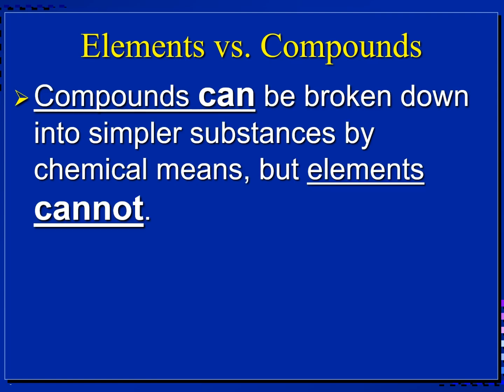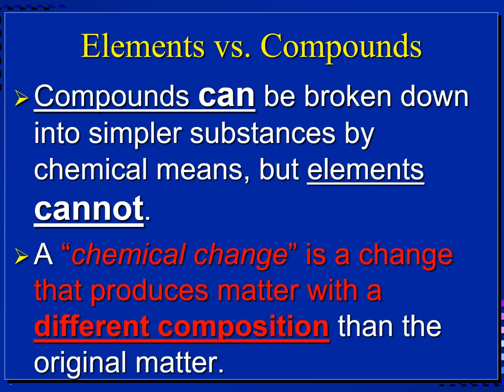Compounds can be broken down into simpler substances, but elements cannot. This is what we refer to as a chemical change. A chemical change is when we produce a new compound. So we are taking sugar, and inside our bodies, we're breaking down that sugar into carbon dioxide and water, releasing the energy that was held within those chemical bonds. And it now has a new composition, right? It's no longer sugar. It cannot sustain us the way the sugar molecule once did.